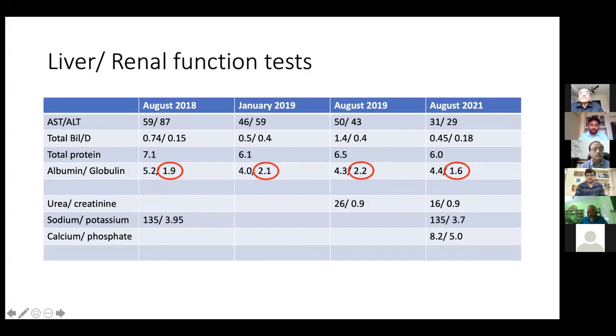If we look at the liver and renal function tests, the renal function tests are normal with a normal sodium and potassium. However, one interesting finding is that the patient has persistently low globulin. Now, this low globulin could be a part of malabsorption, or it could also be a part of the primary disease, in the sense that the patient might have a selective immunoglobulin deficiency.